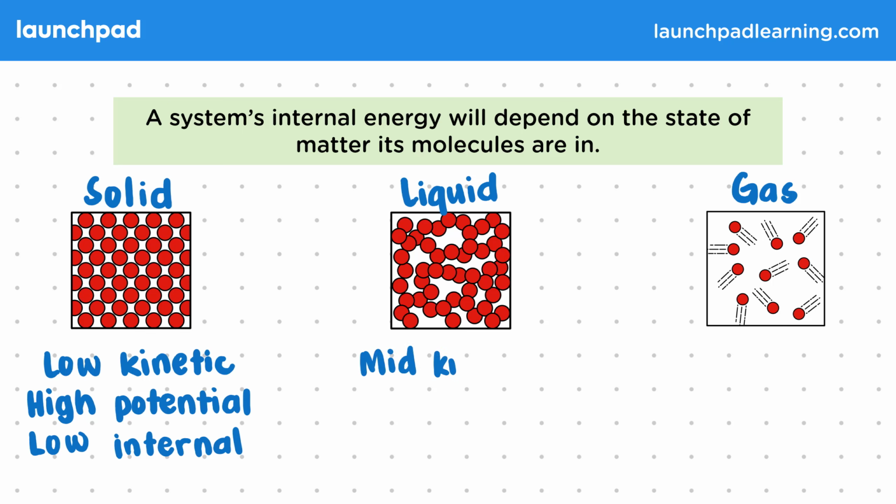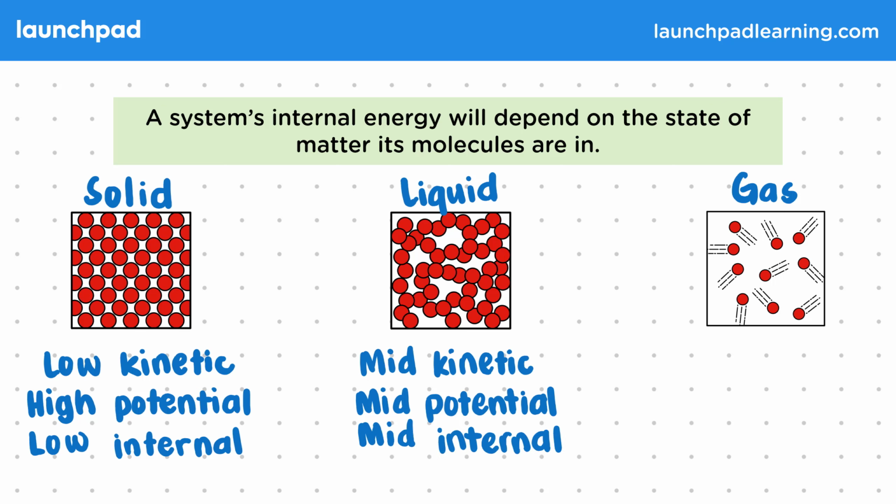In a liquid, there is a medium amount of kinetic energy available to the molecules, as there is some movement and flow possible. Then a medium amount of potential energy due to the slightly weaker bonds between them. So overall, there is a medium amount of internal energy.